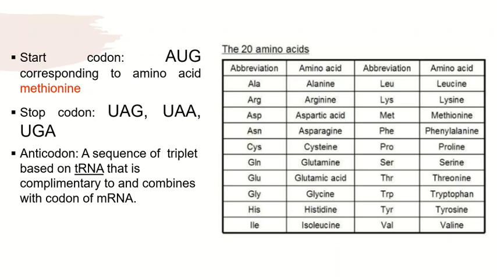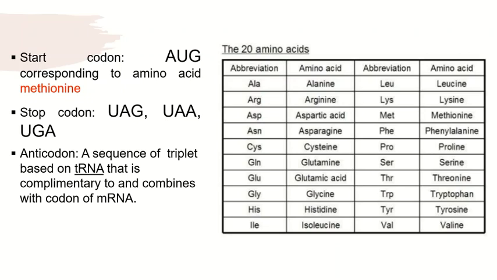In the table there, we have the 20 amino acids. For example, the abbreviation ALA stands for alanine, ARG for arginine, and so on until you have VAL, which is for valine.